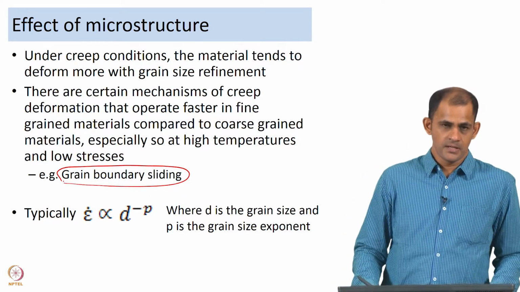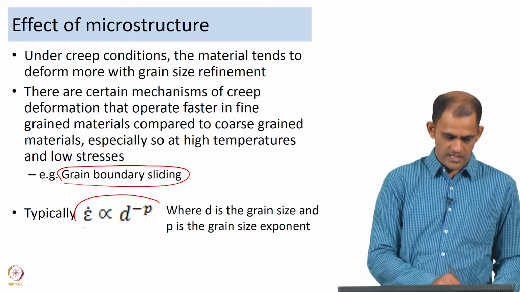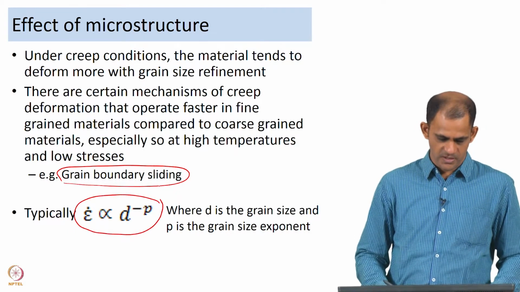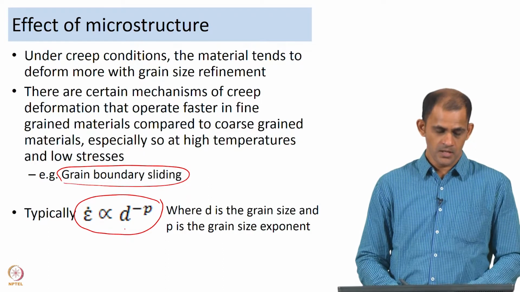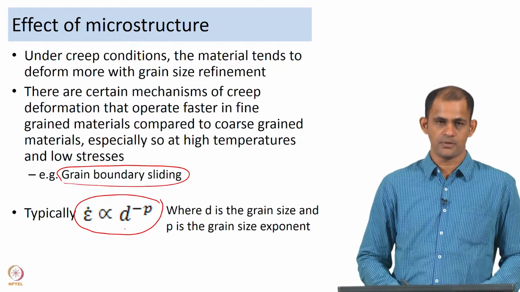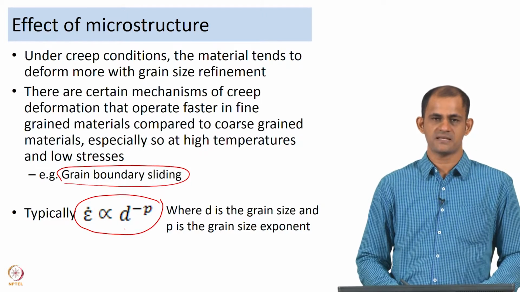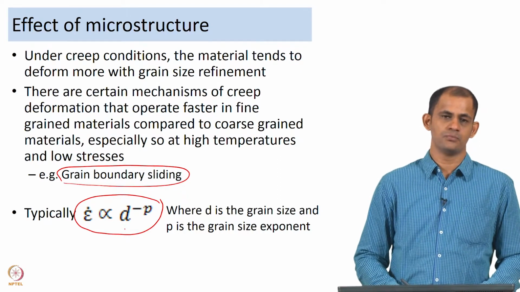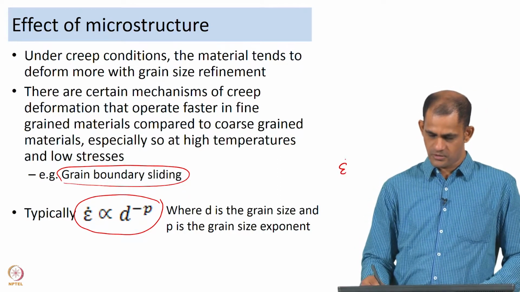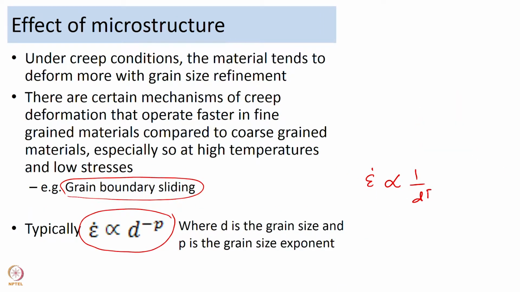So, by and large, the relationship between strain rate of creep deformation and grain size can be described by the following equation. Epsilon dot is proportional to d to the power minus p, where d is the grain size and p is the grain size exponent. So, what this means is, epsilon dot is proportional to 1 by d to the power p. When you reduce the grain size, epsilon dot increases when d decreases. The strain rate of deformation increases when the grain size is brought down.